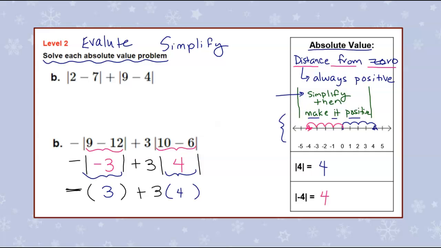Here it's saying the opposite of 3. Well, that's negative 3. Plus 3 times 4 here is 12. In the end, let's do negative 3 plus 12, which is positive 9. 9 is our final answer for that example.